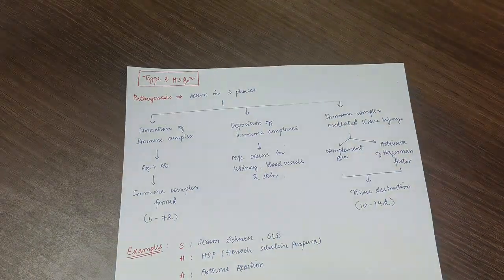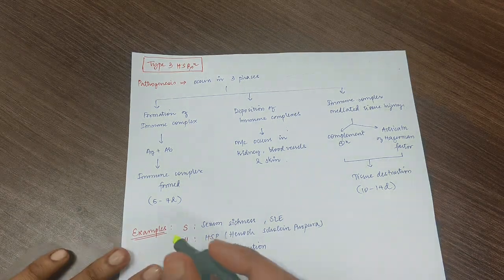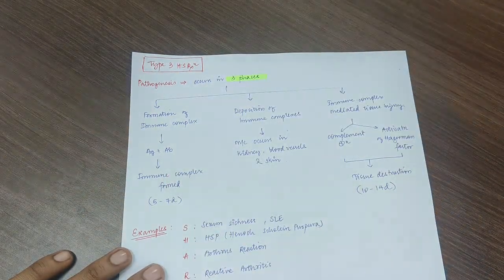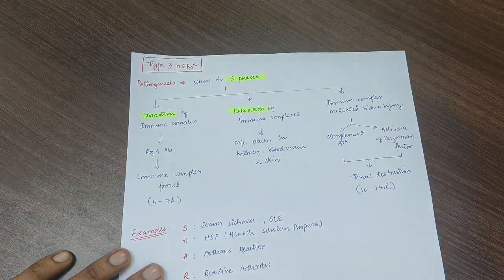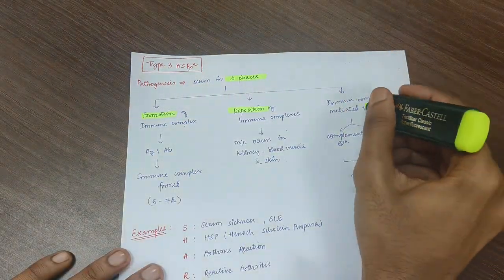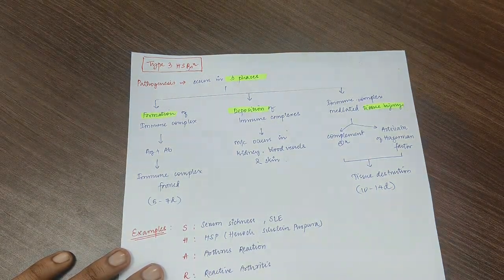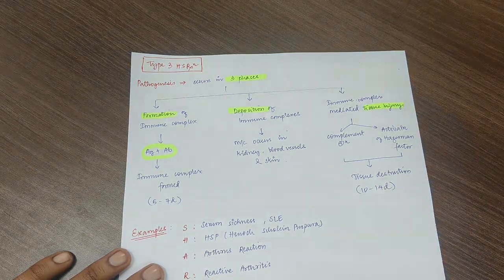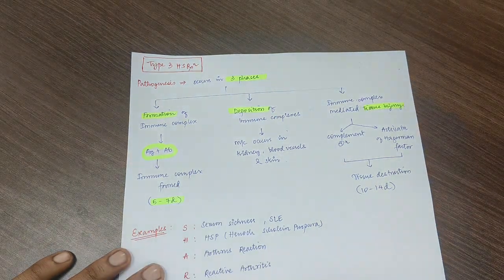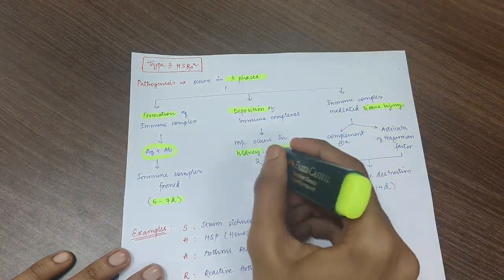Next we will deal with type 3 hypersensitivity reaction. It occurs in three phases. One is formation of immune complex, second is deposition of immune complex, and last is immune complex mediated tissue injury. Formation of immune complexes is by antigen and antibody combining, which takes about 5 to 7 days. Next is deposition, most commonly seen in the kidney, blood vessels, and skin.